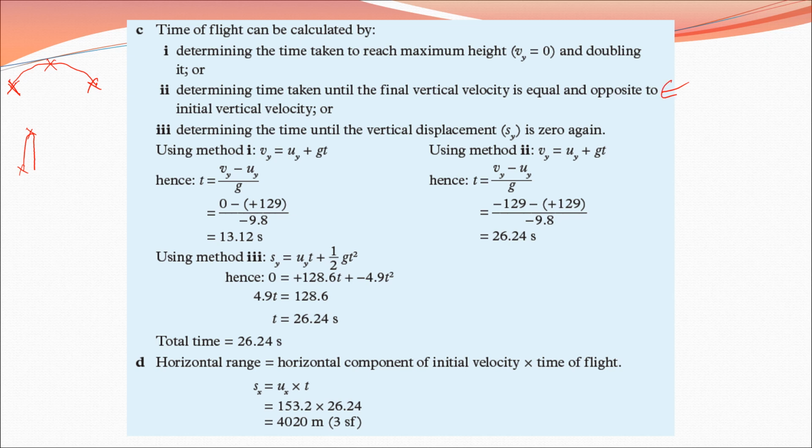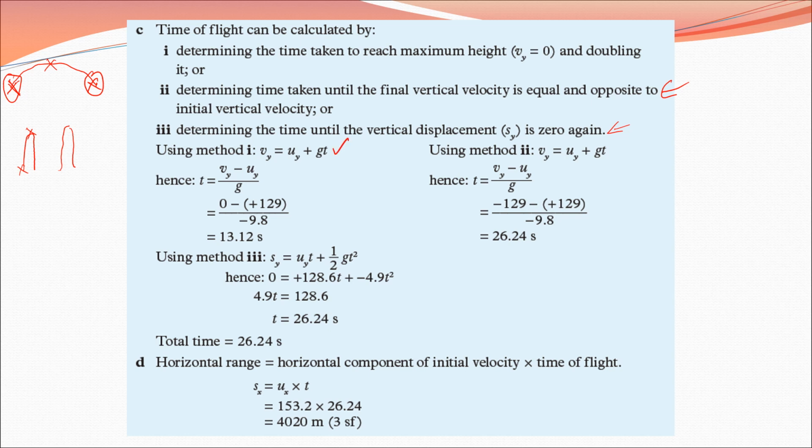Or in the second one here, we can look at the time taken until the final velocity in the vertical direction is equal and opposite to the initial velocity. Take the velocity here at the start. When it's the negative value of that at the end, that time is how long it travels. Or in the last one, when does the vertical displacement get to 0 again? As the bullet goes up through the air, the vertical displacement changes. When the vertical displacement gets back to 0, that's its time in the air. All right, so there are 3 different ways we've done it. Let's have a look.